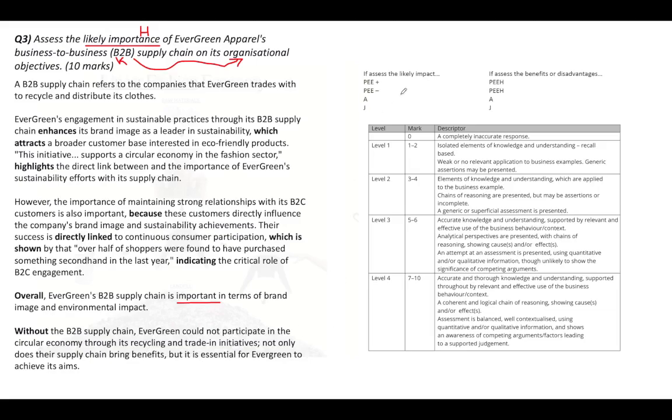But you'll notice over here we've got the two different types of 10 markers. This wasn't a mean 10 marker with benefits or disadvantages. It was assess the likely impact, importance, likelihood, those sorts of things. We can write a slightly shorter version. You'll notice that some of these paragraphs have got more than 3 chains of argument. It's just the way that they got written very quickly over breakfast this morning. So there you go. Hopefully that's okay.